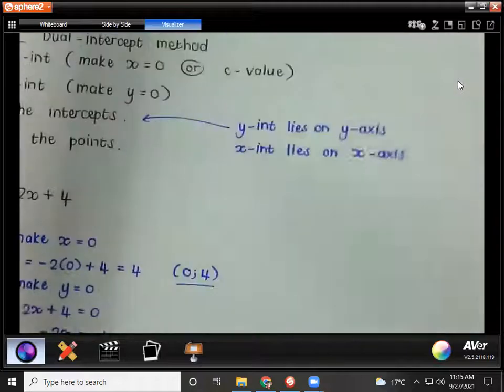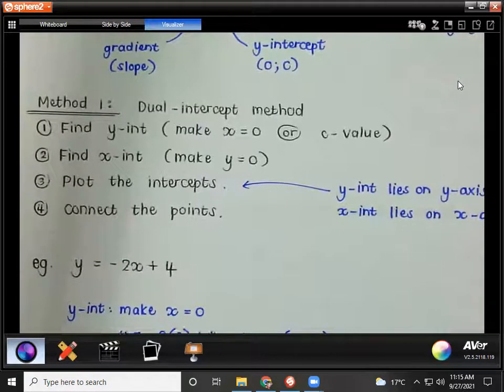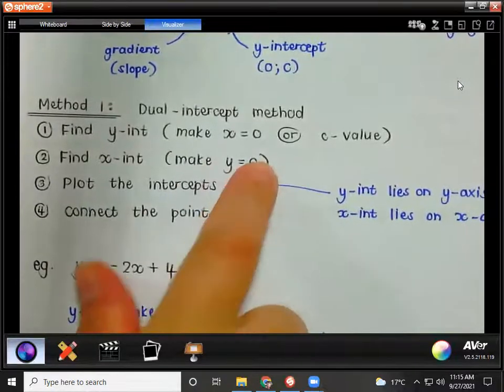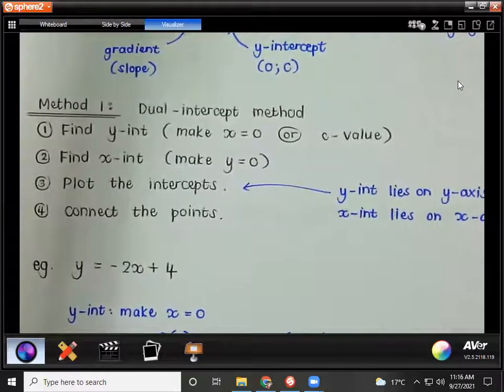Okay, what was the previous method that we did? We have actually practiced that before. Method 2 was gradient intercept method. What was method 1? Dual intercept method. Yes, good. All right, that was dual intercept method. Then you're going to find your y-intercept, which is the c value. Then you find your x-intercept by making y equal to 0. You plot your 2 intercepts and you connect the points. All right. Those are 2 methods for drawing a line.